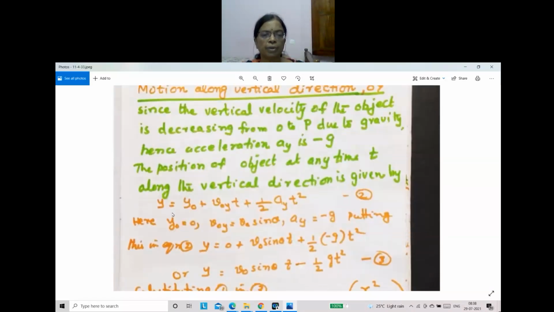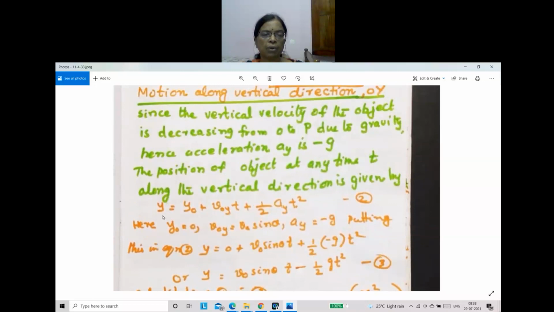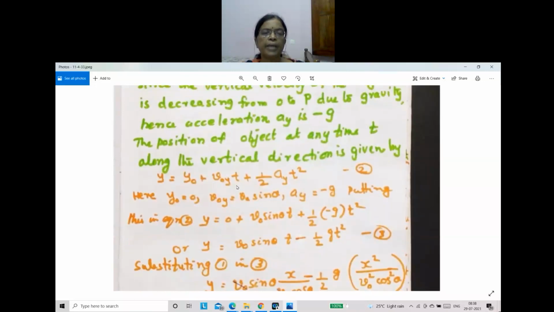The equation for y: y equal to y0 plus v0y into t plus half ay into t square. Here y0 is 0. We know the initial position we represent by 0, 0. So y0 is 0. v0y is v0 sin theta, the vertical component of velocity. And acceleration, when the body is moving upward, the acceleration due to gravity we take as minus g. Substituting all the values, we can write y equal to 0 plus v0 sin theta into t plus half into acceleration due to gravity, minus g, into t square.